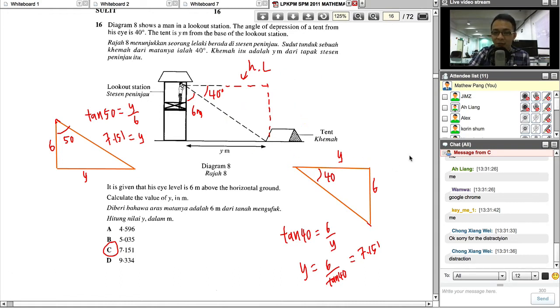Any one of you got a question about this one? So no matter depression or elevation, the important part is you must have the horizontal line. Okay, move on.